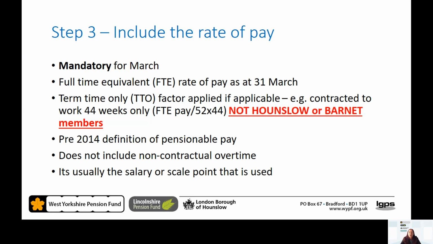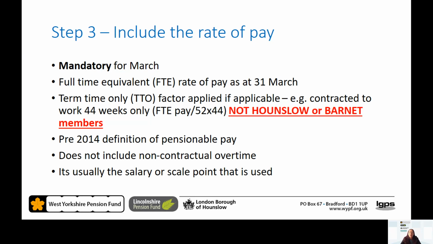So for West Yorkshire and Lincolnshire members, if you have somebody that works term time only, so they're contracted to work a certain number of weeks throughout the year, then you need to apply that term time only factor. So you'd use the salary or the rate of pay as of the 31st of March, and then you would apply the term time only factor. So if somebody worked 44 weeks a year rather than the 52, you would take the full-time equivalent salary, divide it by 52 or 52.14, and then times it by the number of weeks they're contracted to work. And that is the figure that we will require in the rate of pay column.